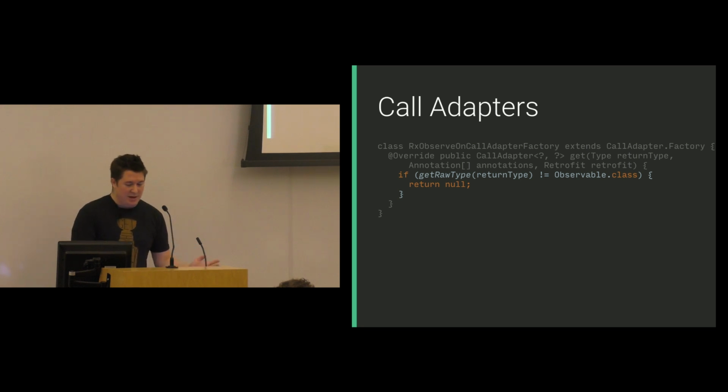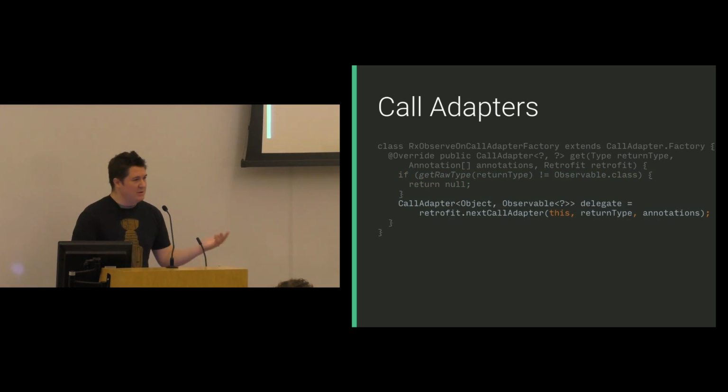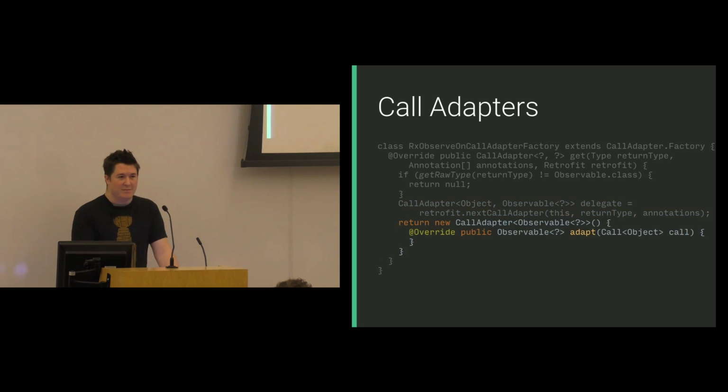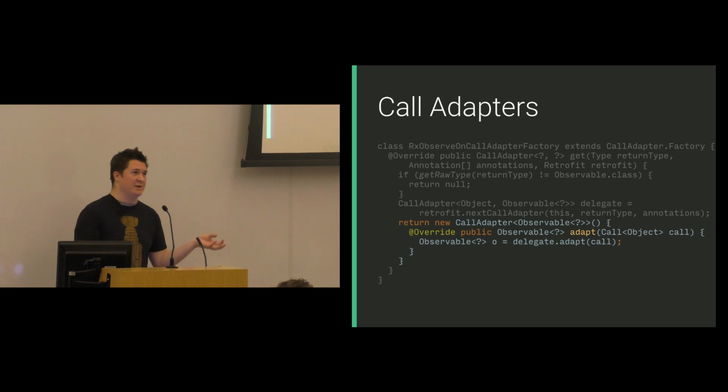Return null, which means you can't handle it. That's fine. We delegate. We get the real call adapter, and then we wrap it. We call the delegate to get the otherwise type that would be returned, and then we add the behavior that we want. We add the explicit threading argument.